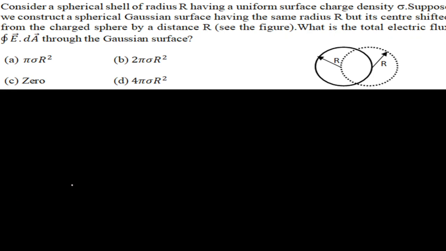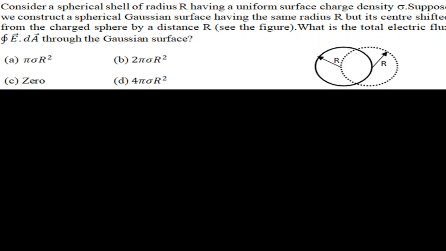And then this is another question related to Gauss law. What has been said in this question? Consider a spherical cell of radius r having a uniform surface charge density sigma. Suppose we construct a spherical Gaussian surface having the same radius but its center shifted from the charged sphere by a distance r. See the figure. Then what is the total flux, integral of E dot ds, through the Gaussian surface?